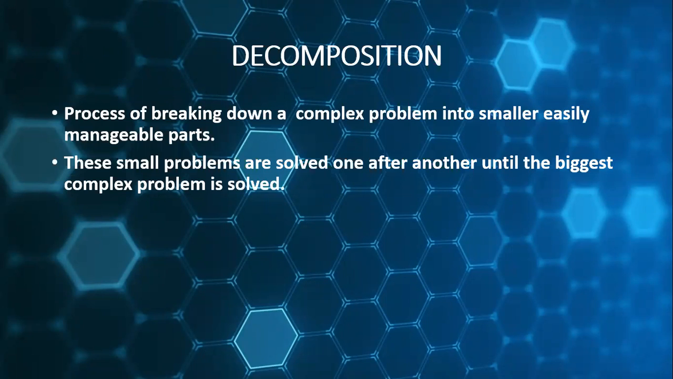All right, so last class we had stopped at understanding computational thinking and the components of computational thinking. Today we will learn about decomposition. Decomposition is the process of breaking down complex problems into smaller and easily manageable parts. These smaller problems are solved one after another until the bigger complex problem is solved.